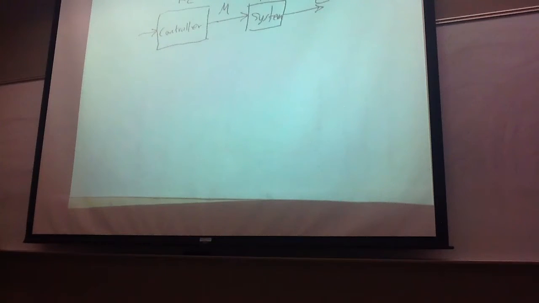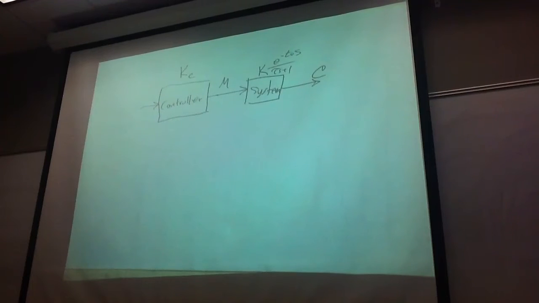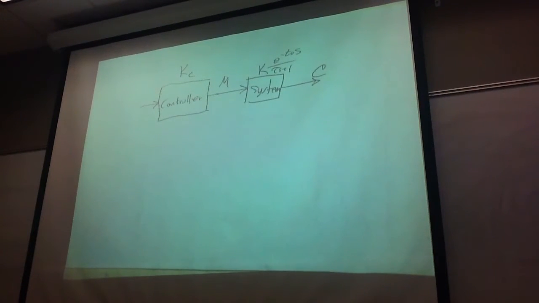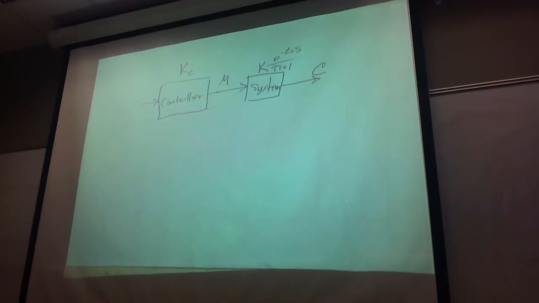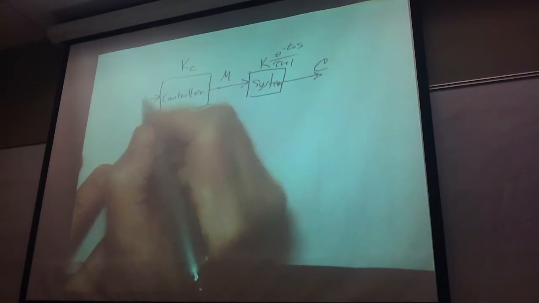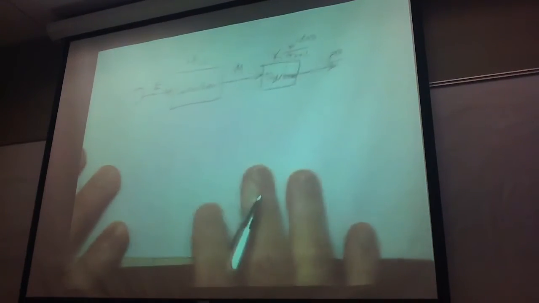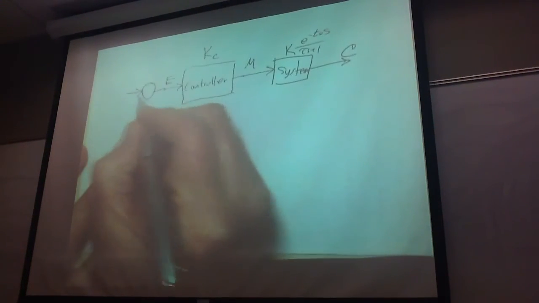The controller transfer function is a constant. And it is Kc. Not with a subscript u, but it's Kc. And have you seen this diagram before? Have I done it?